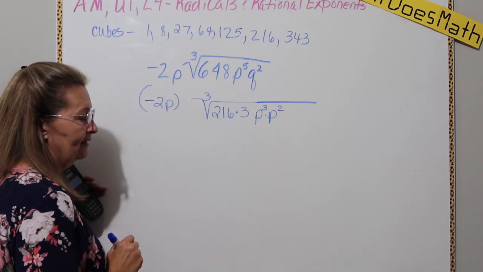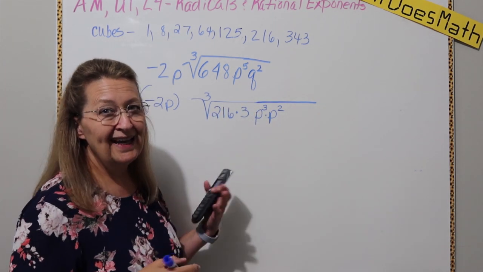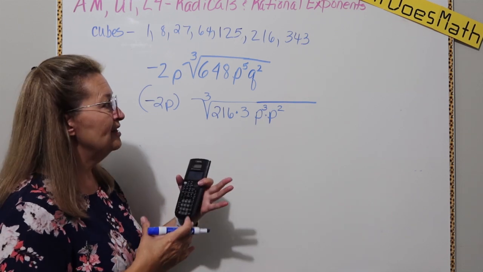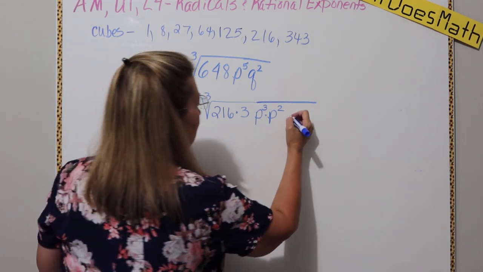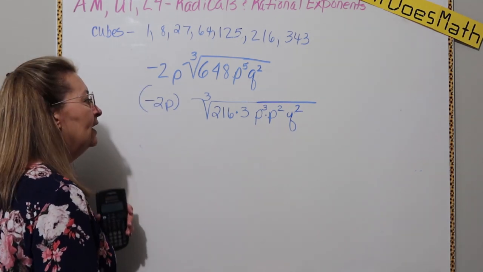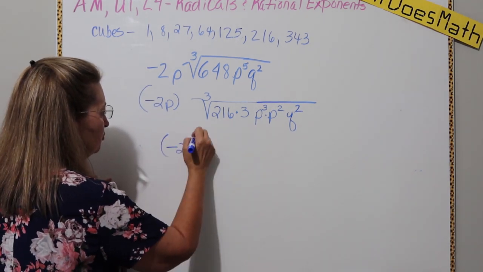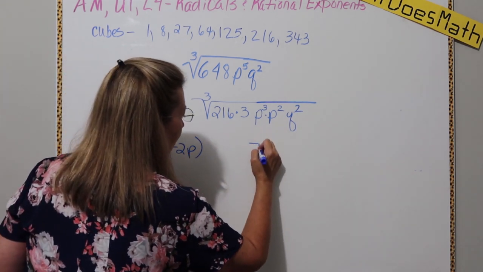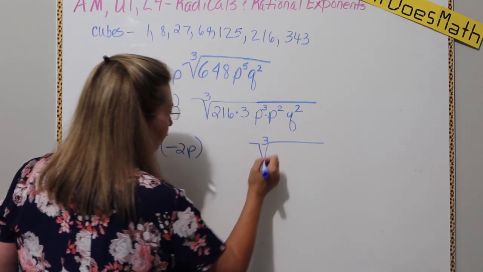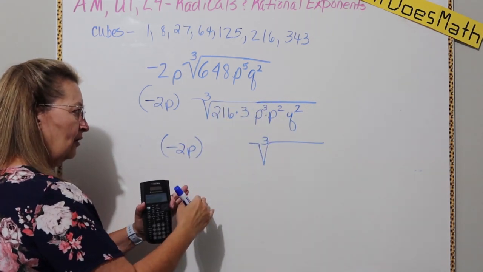Now q to the 2nd. Also not divisible by 3, but I can't even back it down. 2 is smaller than 3. So what I'm going to have to do with that is just leave it like it is. Now I'm ready to pull stuff out. I don't want to forget this negative 2p I have out here. And I'm going to go ahead and put me a radical over here because some things are going to stay, some things will come out.